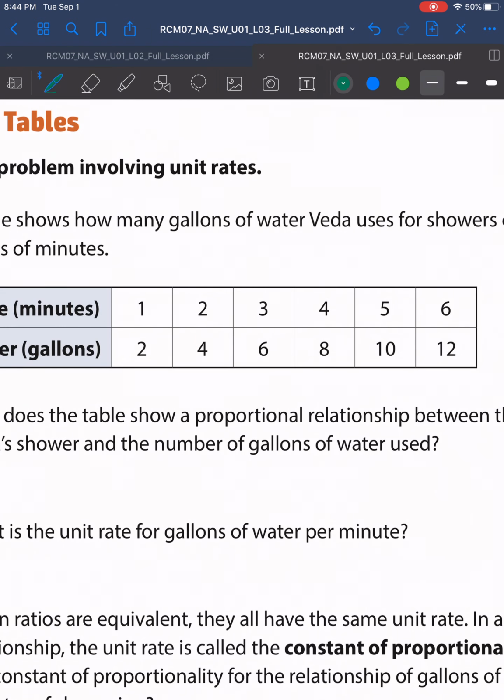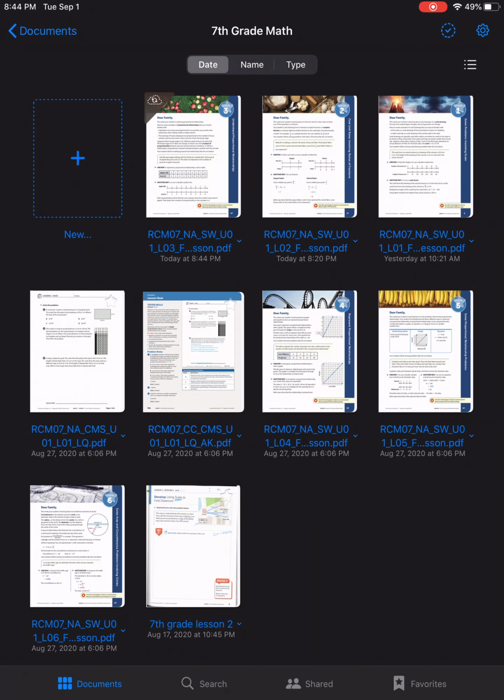If it's proportional, that means I can multiply this all by the same number to get all the other gallons. So how do I get from 1 to 2? I multiply it by 2. How do I get from 2 to 4? If I can multiply it by 2, it works. Yes. How about 3 to 6? Yes. 4 to 8, 5 to 10, 6 to 12. If I can multiply all of them by the same number and still get all the answers, it means it's a proportional relationship. That is good news for us.